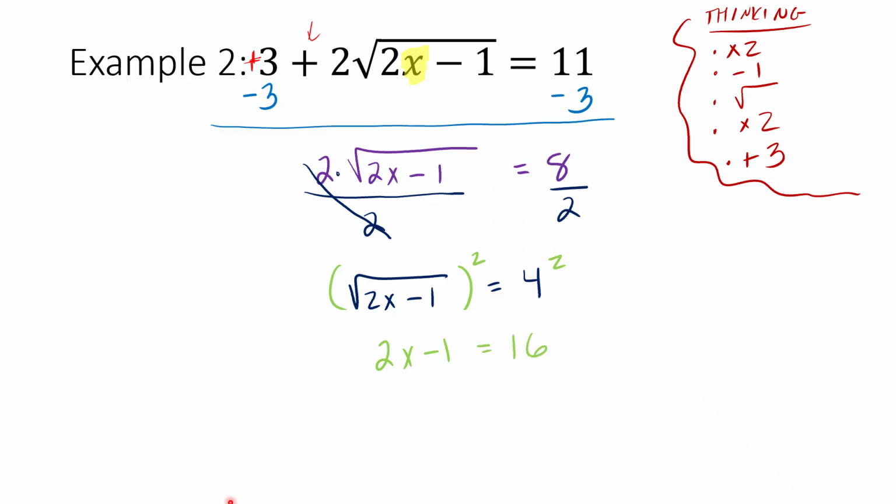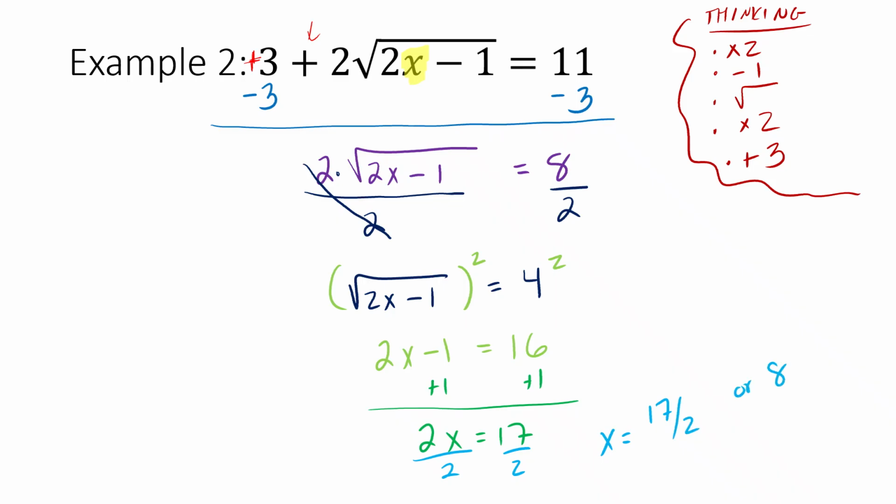And now we've got a two-step linear equation. So the next thing that was done was the -1. So we would undo that by adding 1. So we add 1 to both sides, getting 2x is equal to 17. And then the very last thing is the division by 2 to undo that original multiplication by 2. And so I would actually leave this as 17 over 2, but you might say 8.5.